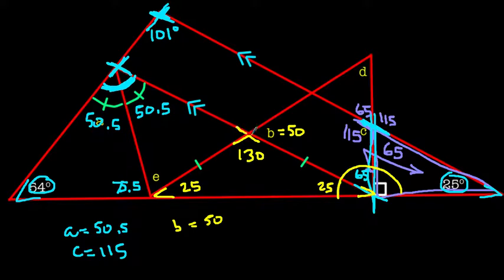50 degrees. Alright, again with our parallel lines, 50 degrees is in the upper right position. 50 degrees in the upper right position. Okay, 50 plus 65, D has to be that, 115. Has to also be 65 degrees.